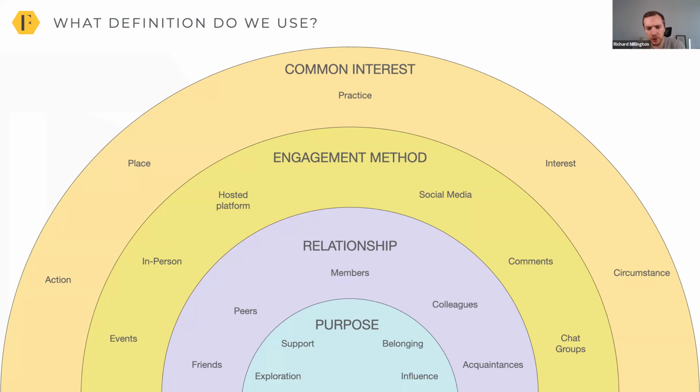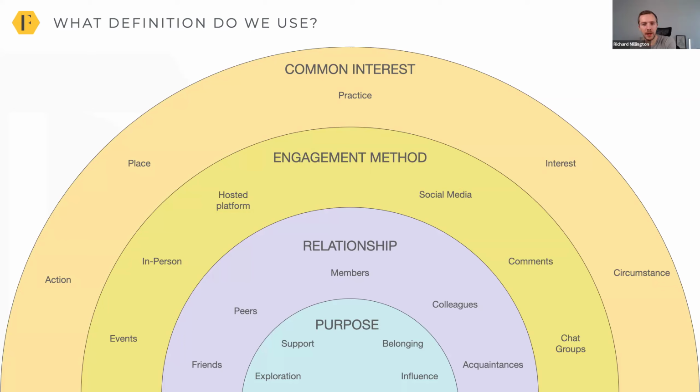And so my question for you, with the communities you're working with, what is the interest, the engagement method, the relationship, and the purpose? So maybe take about a minute and put your answer in chat. For the community you're working with, what's the common interest? What is the engagement method? What's the relationship? What's the purpose? And remember, of course, if we're going through this quite quickly, you can refer to the lessons as well that we have on the course website.